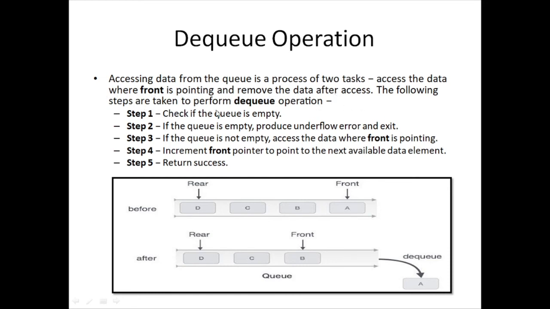The following steps are taken to perform the dequeue operation. The first step is to check if the queue is empty. So let's say if this is our queue, we first check if it is empty. If the queue is empty, produce an underflow error and exit. If the queue is not empty, access the data where the front is pointing. So in this image, front is pointing at A. So if we dequeue, we access A and increment front. Assuming that front is at 0, front now should be pointing at 1. That's why we increment the front pointer to the next available data element. Then that's it. We return success.